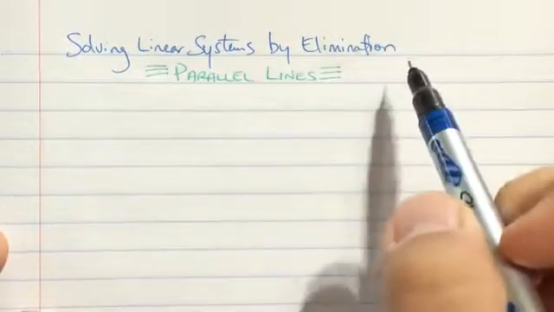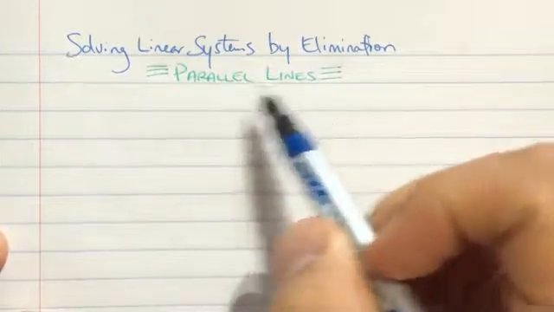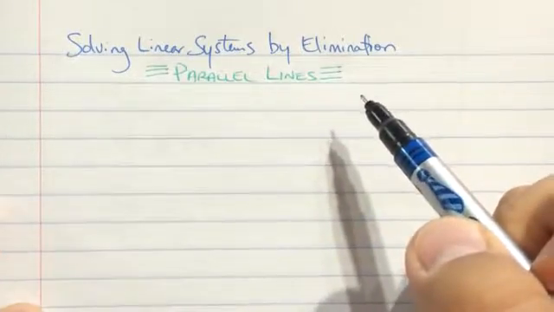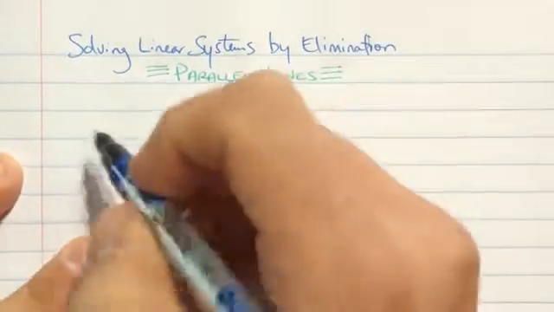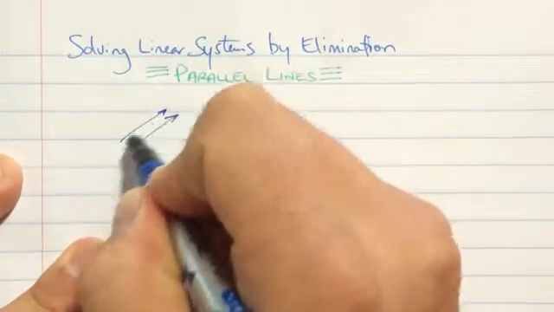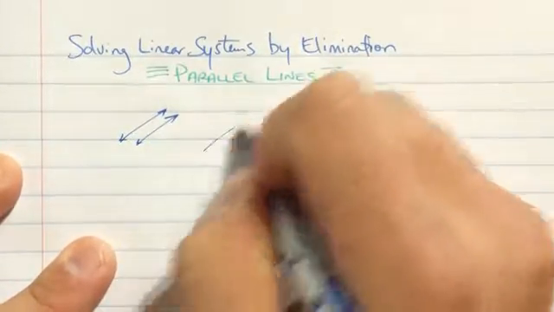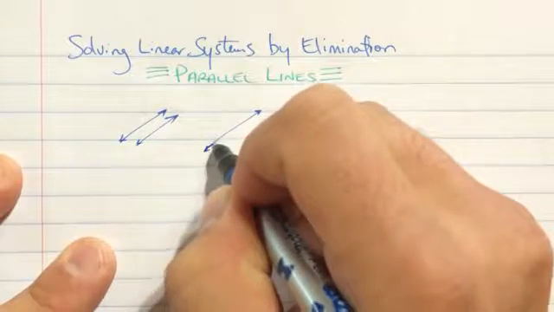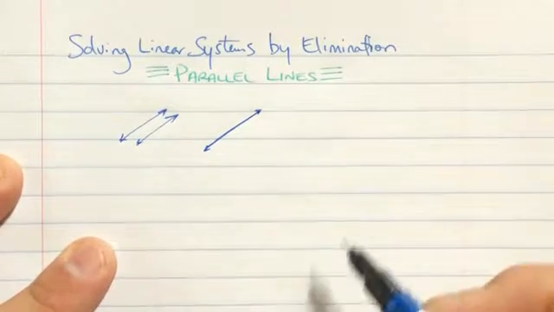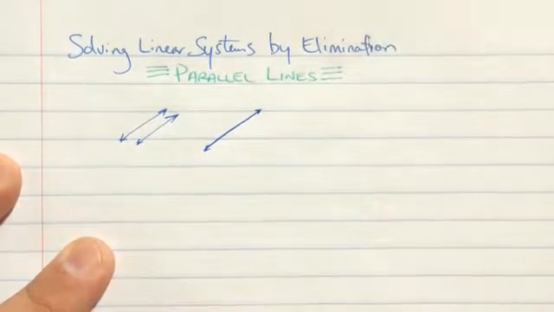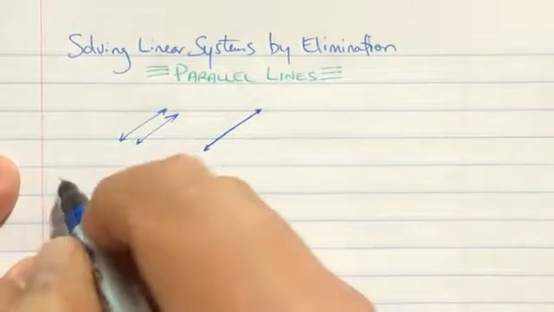We're looking at solving linear systems by elimination, and let's look at the special cases where we end up with parallel lines. Parallel lines can be distinct, so they're next to one another but different, or they can overlap. They can be identical, where there's one line drawn right on top of the other. So let's look at a couple of examples.